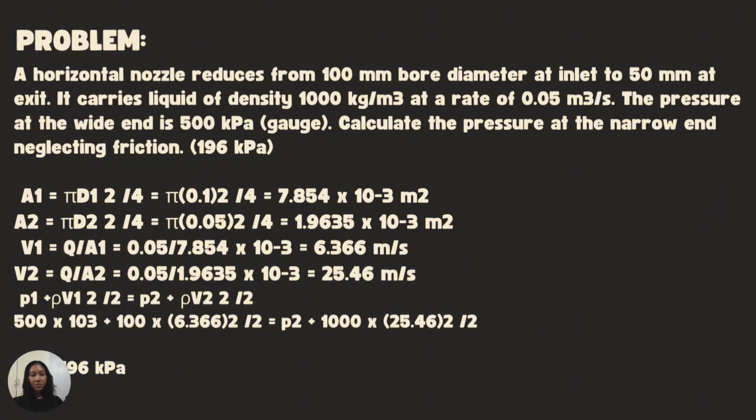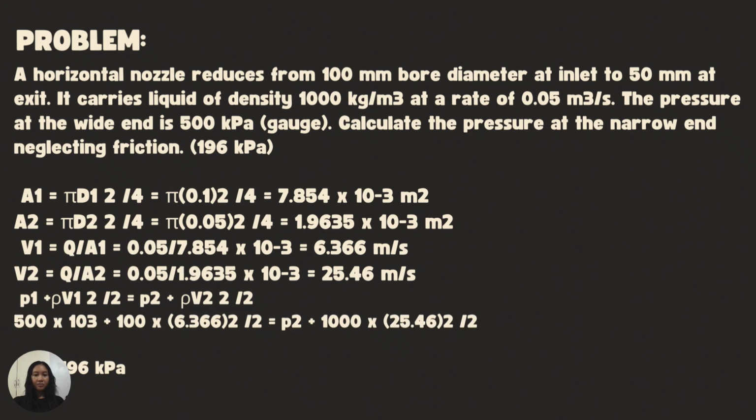So, the first thing to do is to find the area. First, area 1. The diameter in area 1 is 100 millimeters. Of course, the formula for area is pi over 4 d squared. So, that will give us 7.854 times 10 raised to negative 3 meters squared. Ganun din yung gagawin sa area 2. So, that will also give us 1.9635 times 10 raised to negative 3 meters squared.